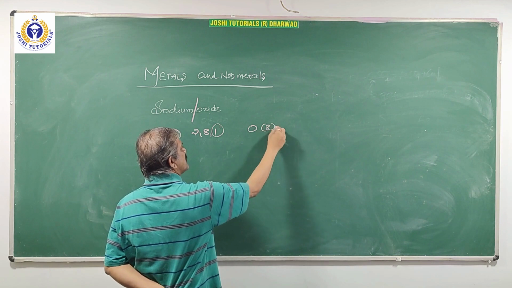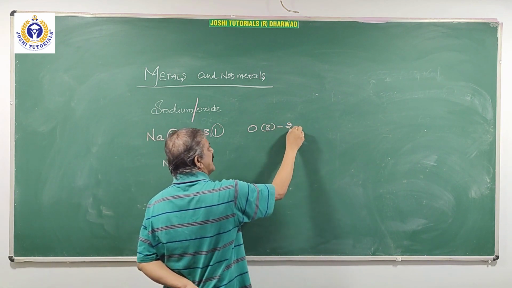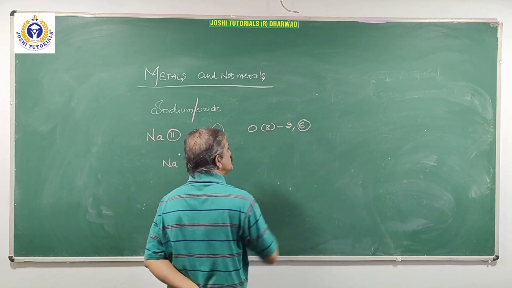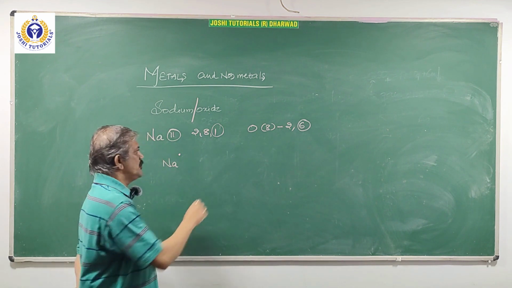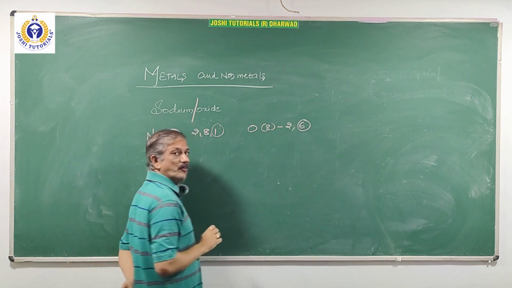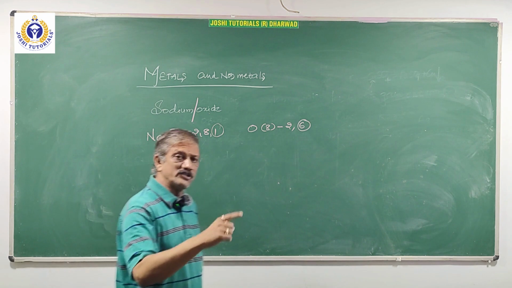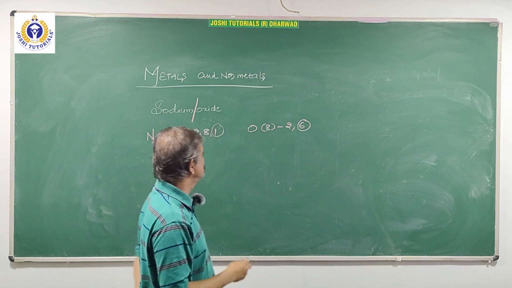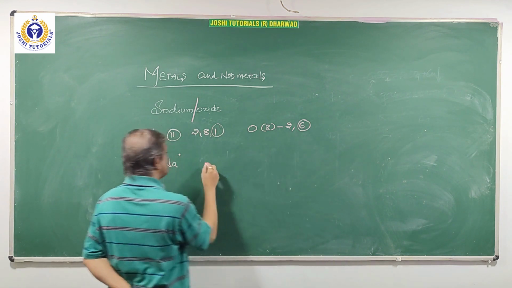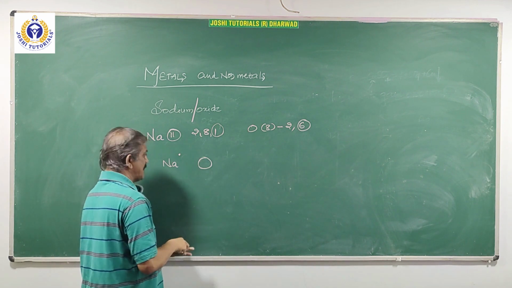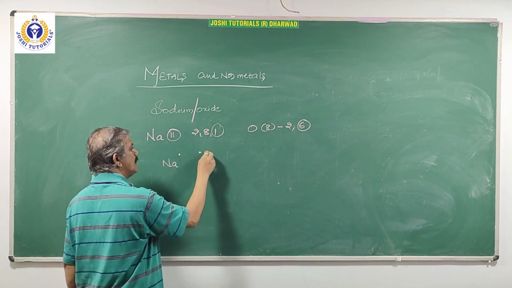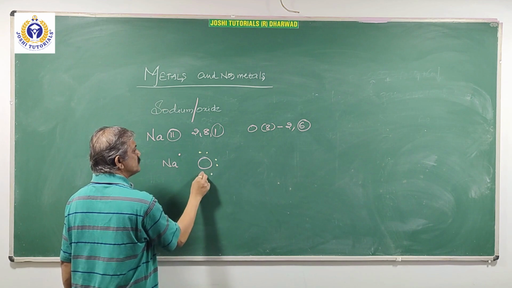Oxygen is having atomic number 8. We write 2, 6. You must see the last electrons, valence electrons, the electrons present in the last orbit. Means for oxygen, I write 1, 2, 3, 4, 5, 6.